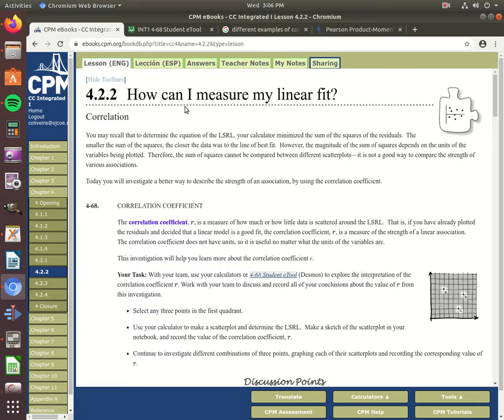We're going to talk about correlation. So there's a lot going on with this lesson. You may recall that to determine the equation of the LSRL, your calculator minimized the sum of the squares of the residuals. So remember the least squares regression: the smaller the squares, the better the line was.